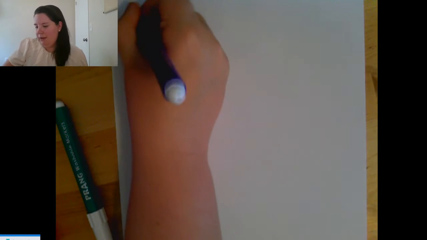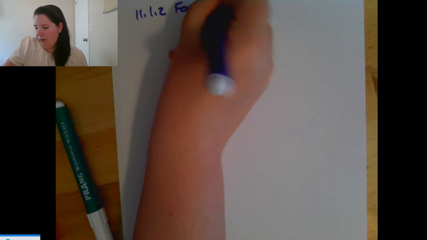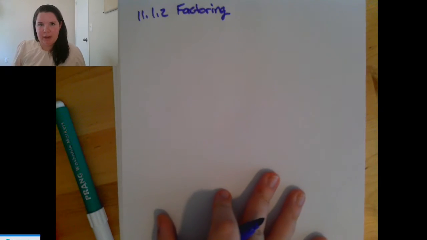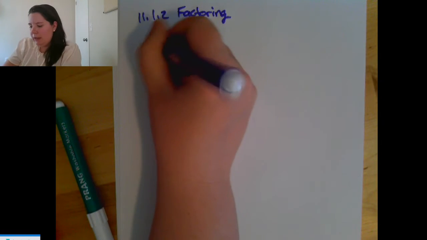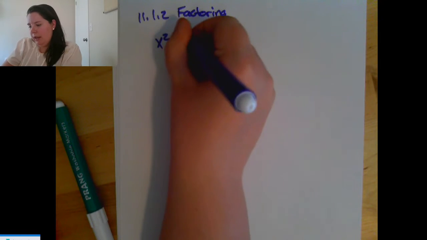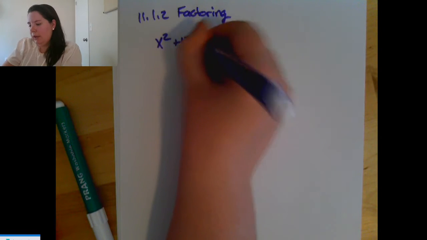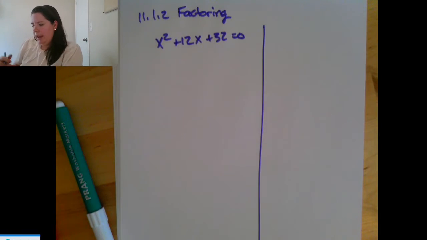Okay, here we go. Make sure I'm on screen. Perfect. Let's start off with a really basic problem. X squared plus 12x plus 32. Here we go. And we're told to solve the problem.